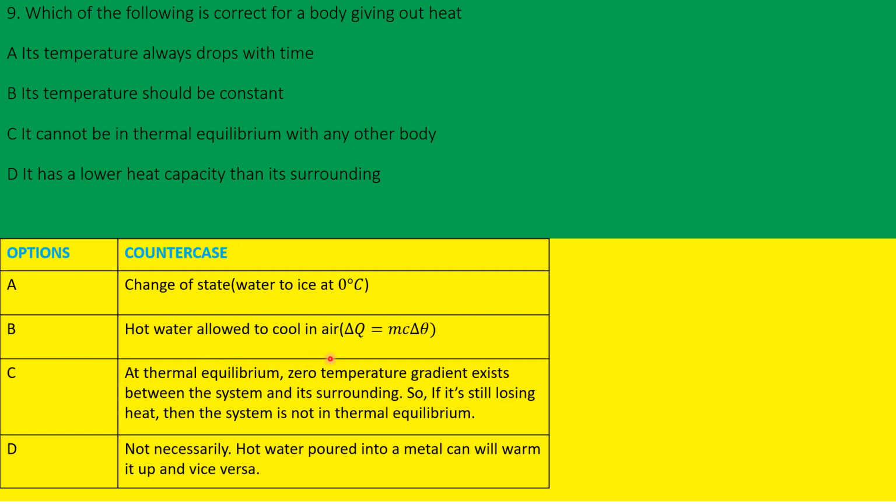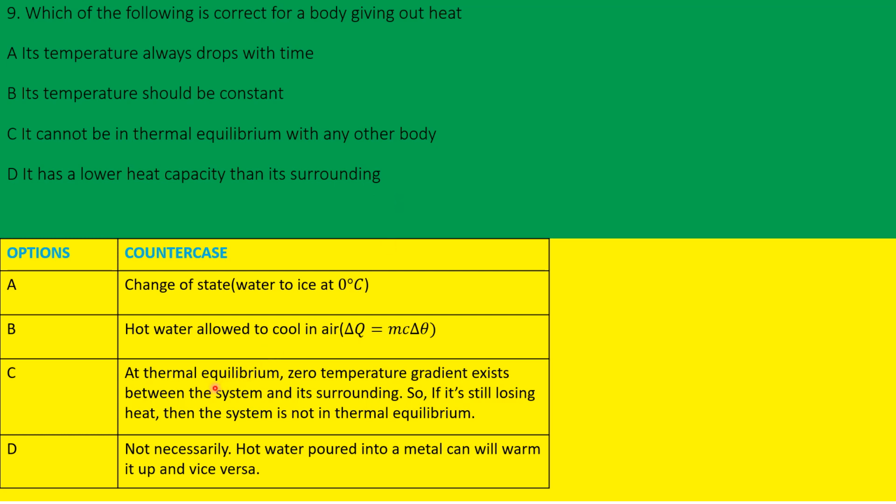Hot water allowed to cool in air. So if you're cooling water maybe from 100 degrees Celsius to maybe 30 degrees Celsius, that process, right, the entropy change associated with that process is actually mc delta theta, which is a function of the change in temperature, right? Good. So C says it cannot be in thermal equilibrium with any other body.